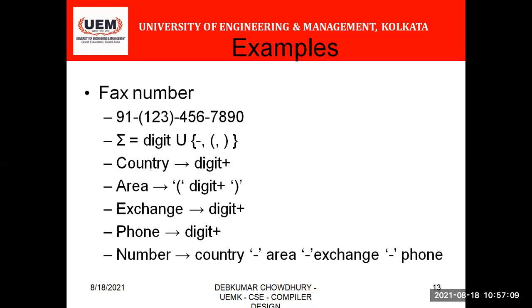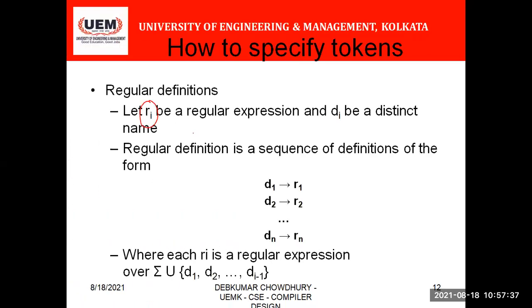So naturally you can see that this is my D1, and with D1 I produce R1. This is my D2 which produces R2. This is my D3 which produces R3. This is my D4 which produces R4. This is my D5 which produces R5. So in this way I am designing the distinct name, that is D suffix i, and the regular expression, that is R suffix i. I think now it is clear to you.